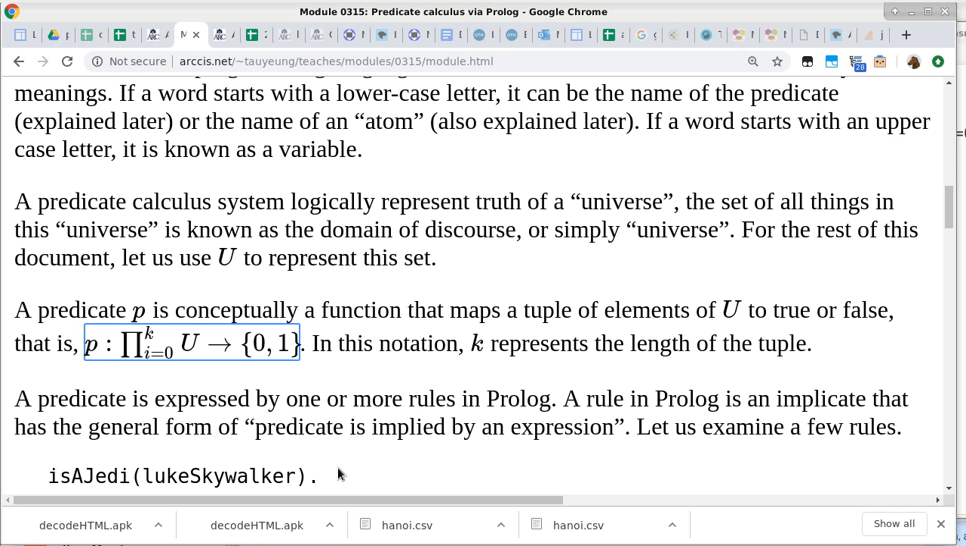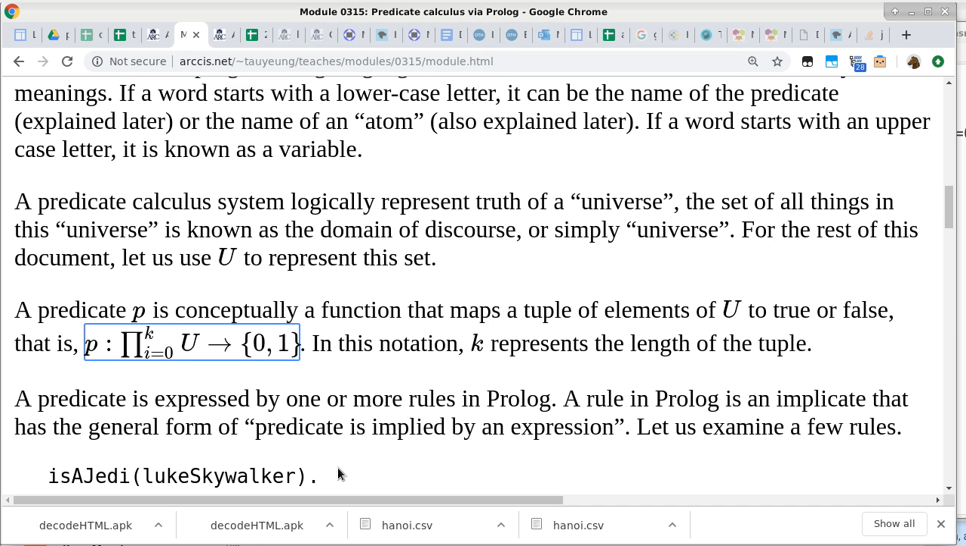It's a function of u times u times u times u times u, and then it maps that domain to the codomain of either just true or false. Is that okay? I'll give you an example, okay? Let's use an example where the universe is the ARC campus. We're concerned about things or people on this campus.